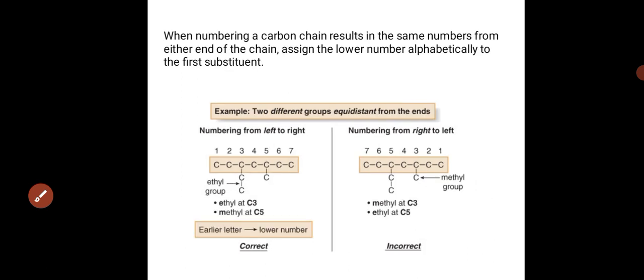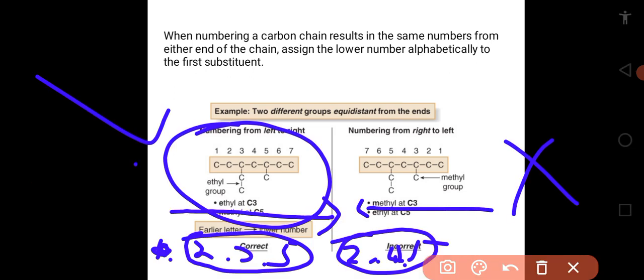Then when numbering a carbon chain results in the same numbers from either end of the carbon chain, assign the lower number alphabetically to the first substituent. So the two different groups are equidistant from each end, so it means that they have equidistance. Why do we say that they have equidistance? If you count them, you will see that you have the same number. So if you have the same number, what are you supposed to do? So look at this one.